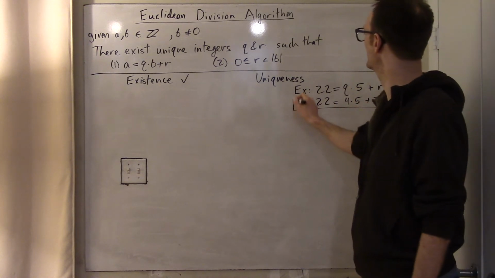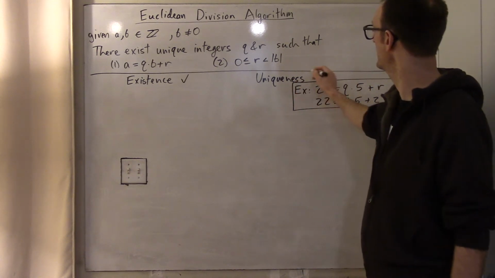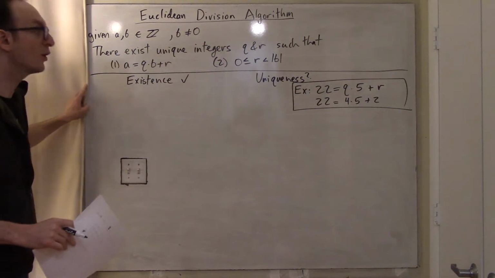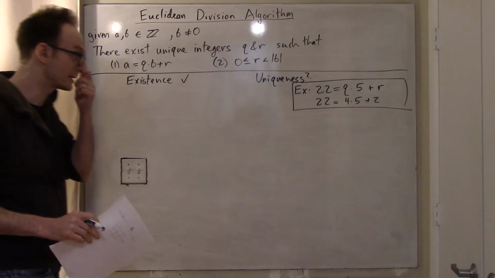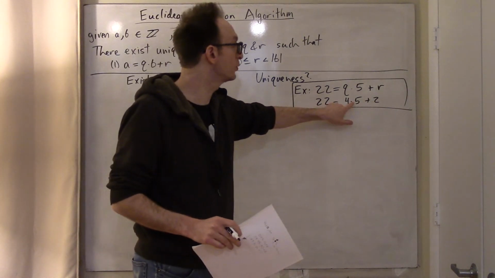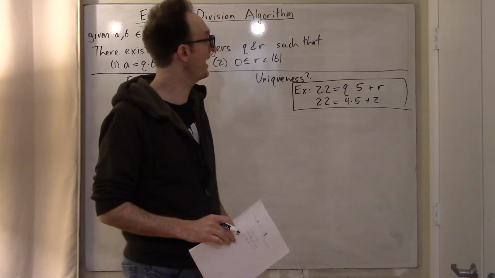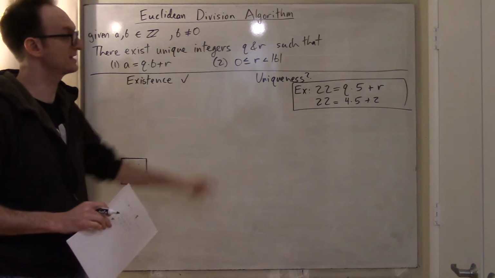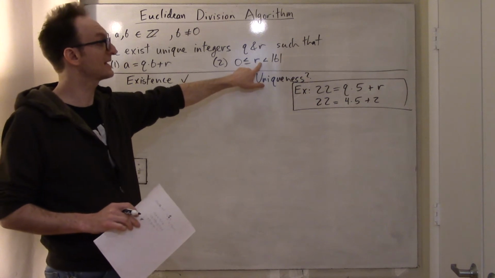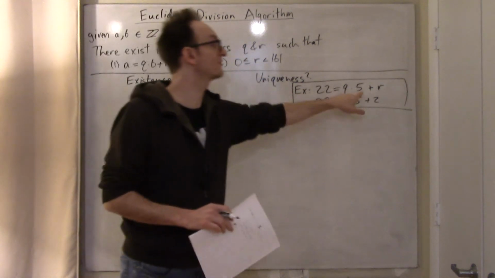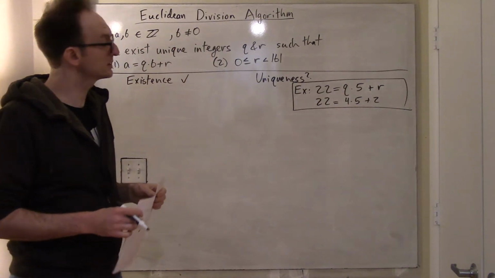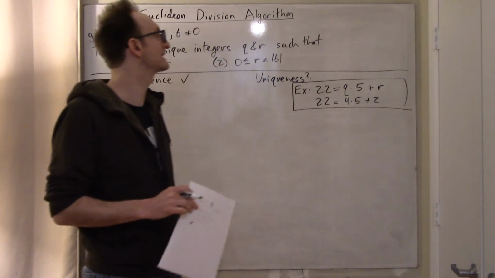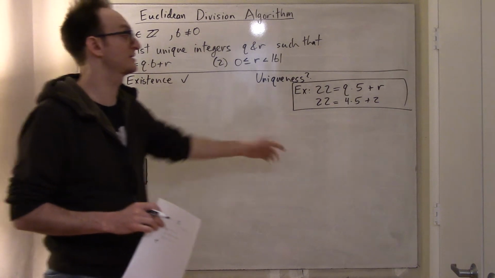Okay, well, keeping this in mind, it's almost silly. Of course there's going to be only one unique way of doing this. How could there possibly be 2 pairs of numbers q and r, and in both cases the remainder would be less than b? In this case, b is 5. In other words, this is very, very obviously true, that there's really only one.